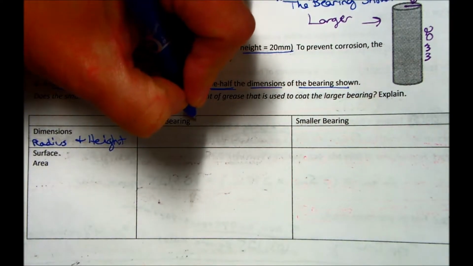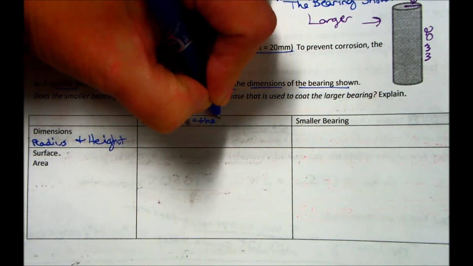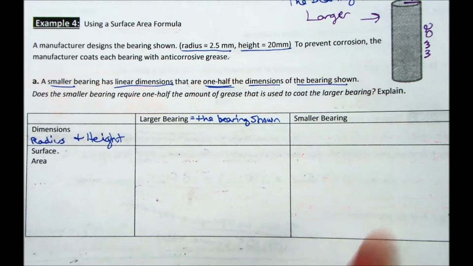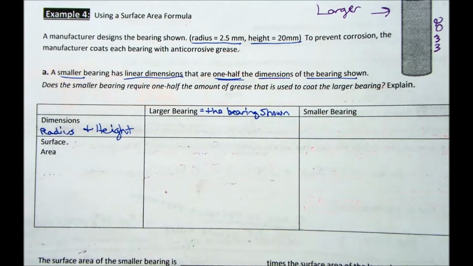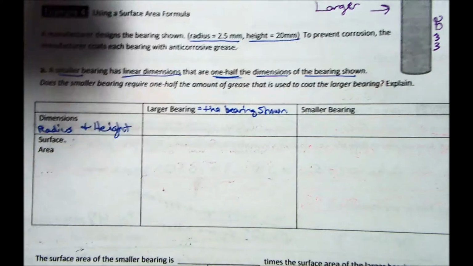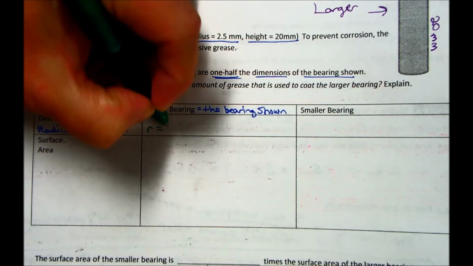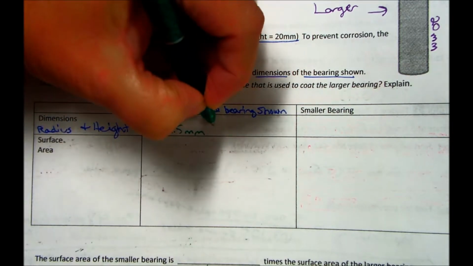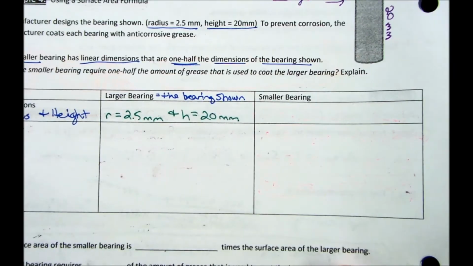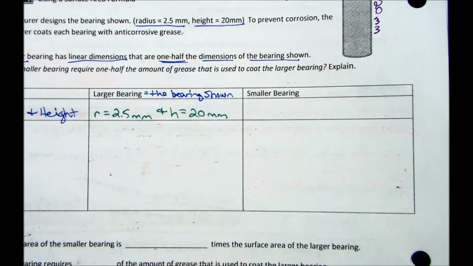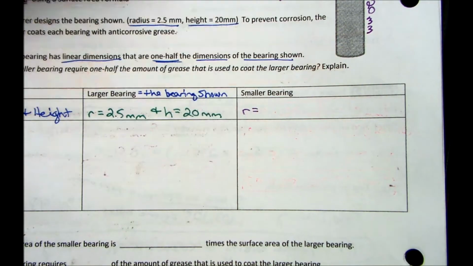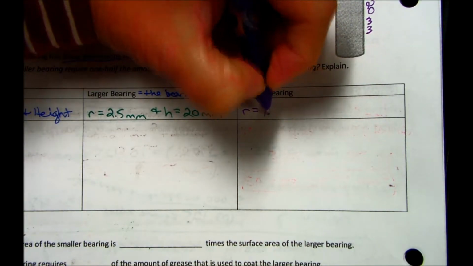So the larger bearing is the bearing shown. And the smaller bearing is the one that is half the dimensions. So let's put the dimensions in our table here. So the dimensions for the larger bearing, the radius is 2.5 millimeters and the height is 20 millimeters. So if the smaller bearing is half the linear dimensions of the larger bearing, then all we have to do is basically cut those in half to get our new dimensions. So the radius, half of 2.5 is 1.25.